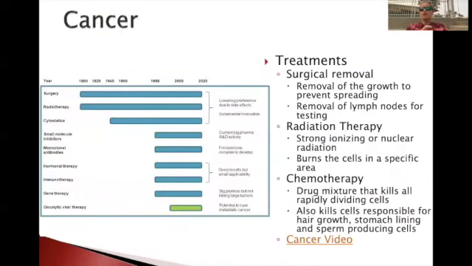Treatments, like I said, surgical removal, that's usually the first thing they're going to try and do is get in and remove that tumor. The second thing is radiation, and they use radiation to shrink the tumor. And then chemotherapy is a drug mixture that kills any cells that are rapidly dividing. Note I said it's going to kill any cell that is rapidly dividing. Chemotherapy does not pinpoint only tumors, and that's why the side effects of chemotherapy are so bad.